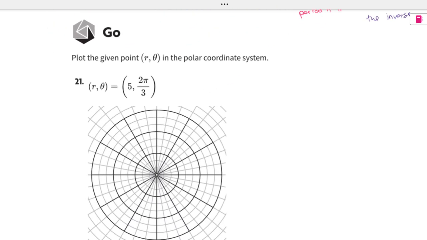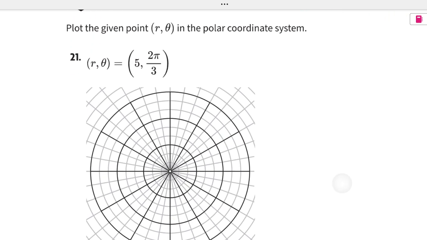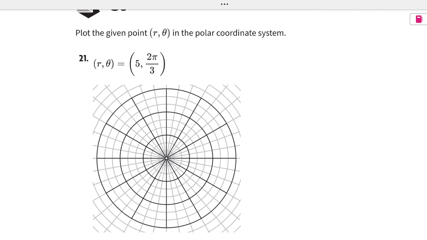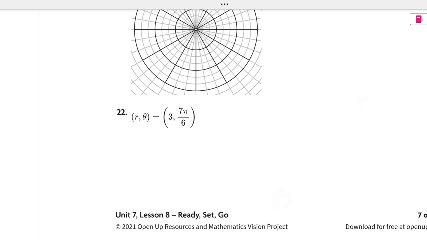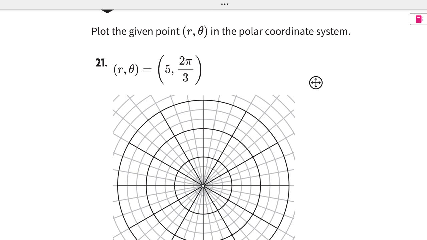Question 21 says plot the given point with r and theta in the polar coordinate system. So r is 5 and our angle is 2 pi over 3. Sorry, my screen keeps jumping on me. So this is how many sort of spokes outward we're going to count. So think of that as the spokes going outward. And this is sort of where we're going to go.